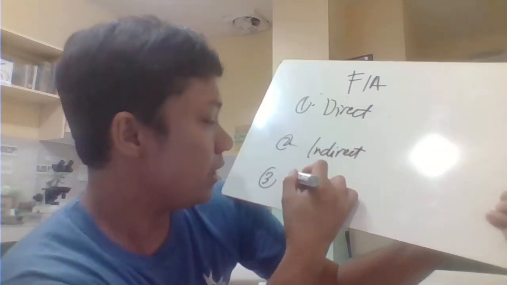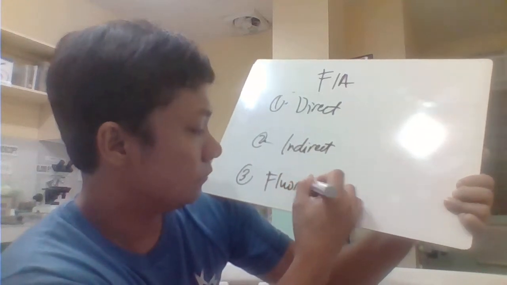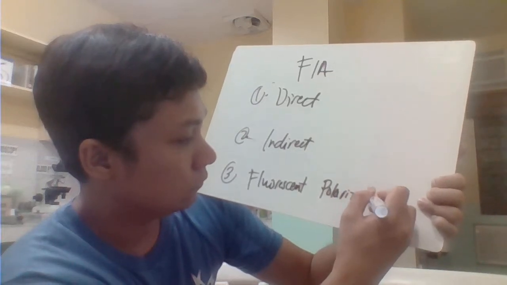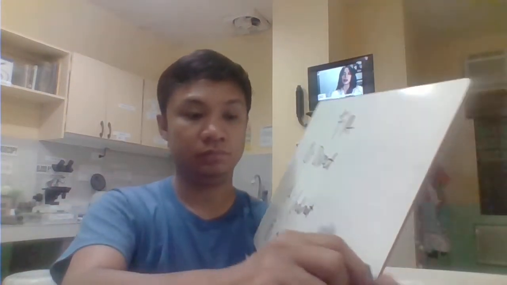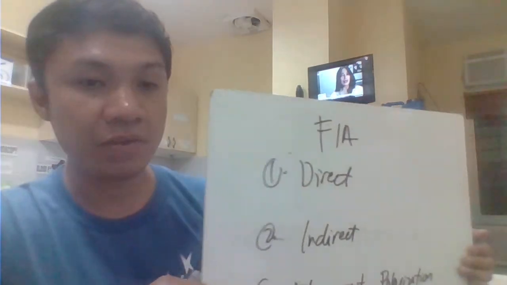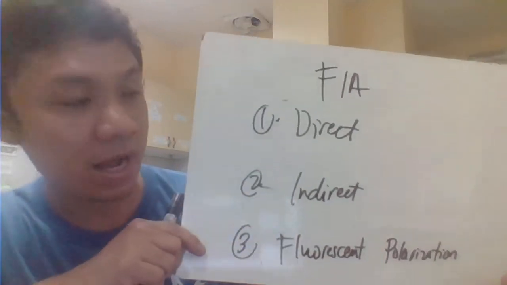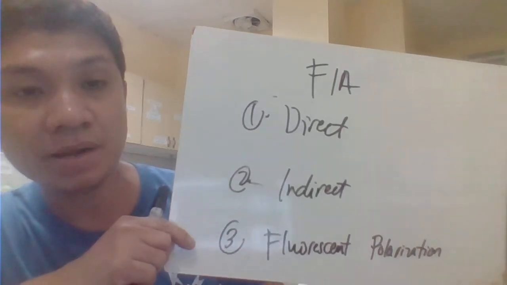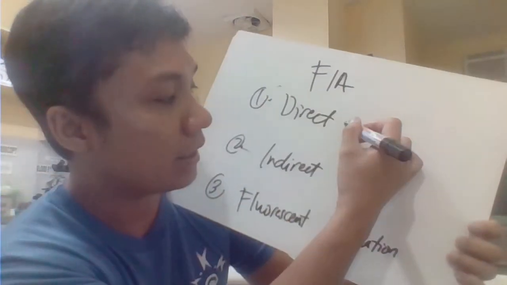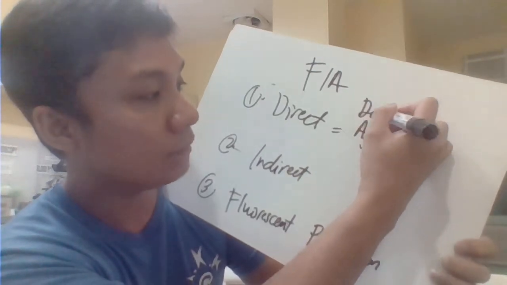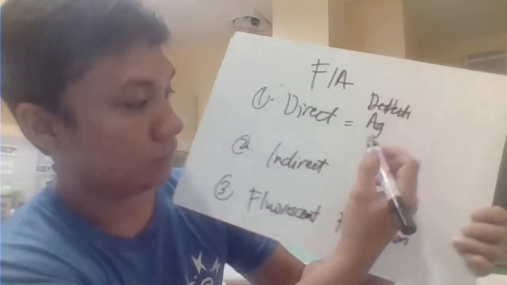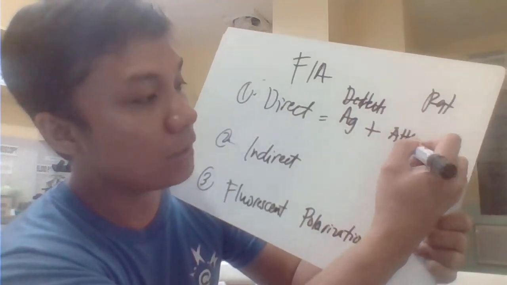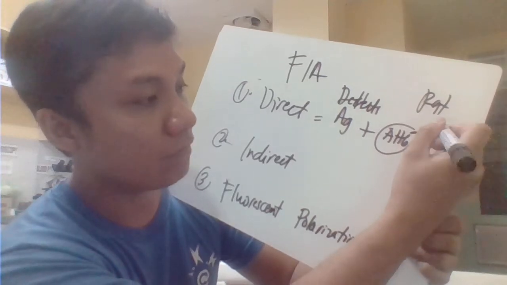Okay, we have also here the fluorescent. We have here the three principles of your fluorescent immunoassay: direct, indirect. Another one, we have the fluorescent polarization. So your direct, you're detecting for antigen. Ang reagent natin, we have your anti-human globulin labeled with your fluorochrome.